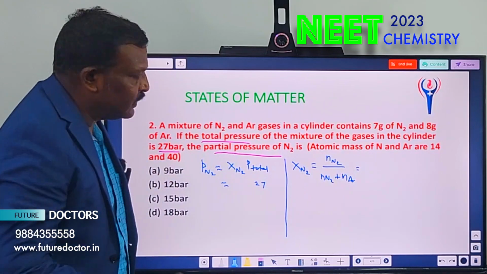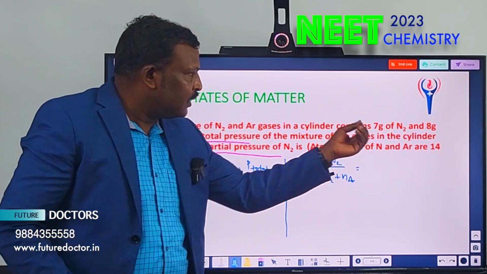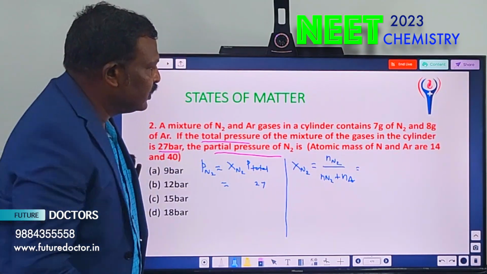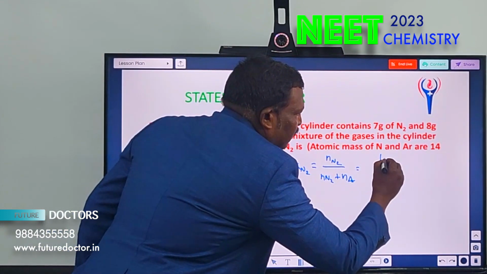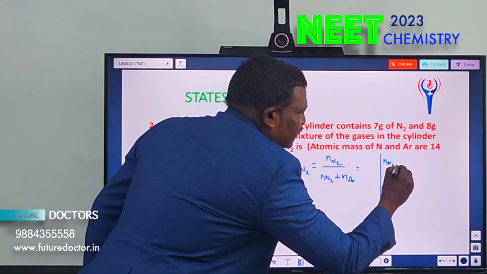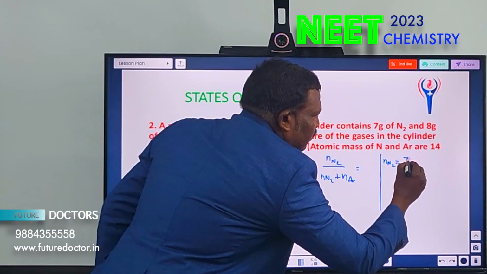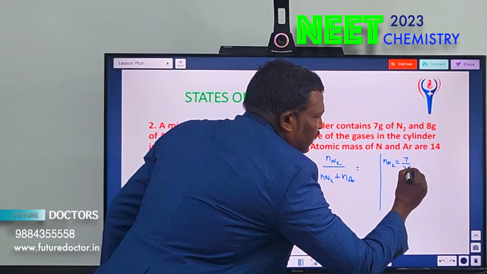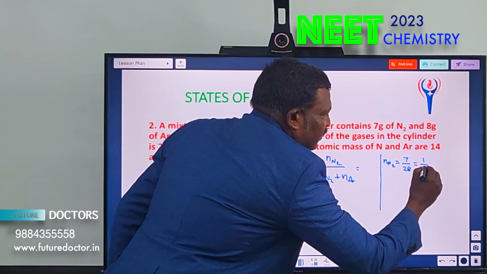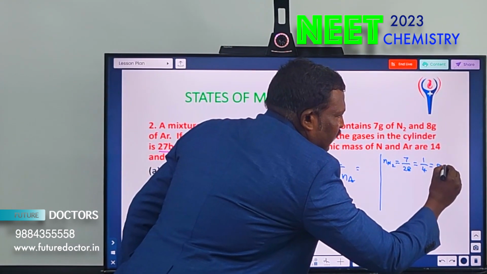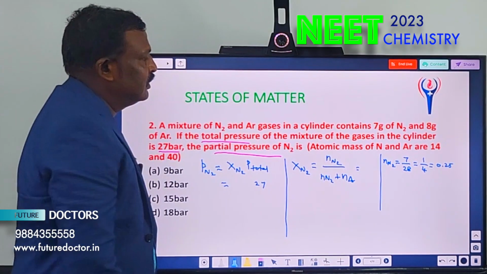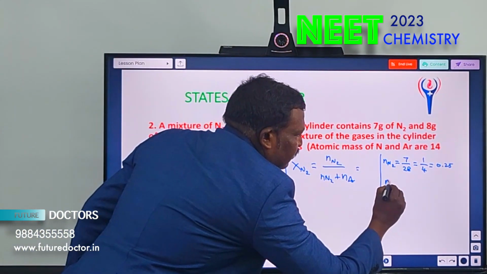The mass is given. So first we convert gram into number of moles. It has another formula. Number of moles of nitrogen is equal to mass by molar mass. The molar mass of nitrogen is 28. This is nothing but 1 by 4, which is equal to 0.25. Likewise, number of moles of argon.